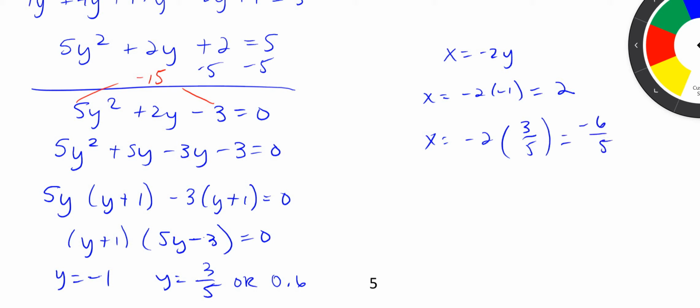So our 2 points of intersection are going to become 2 comma negative 1. Remember to put the x first, the y second. I know that seems silly, but it's a common mistake. And negative 6/5 comma 3/5.